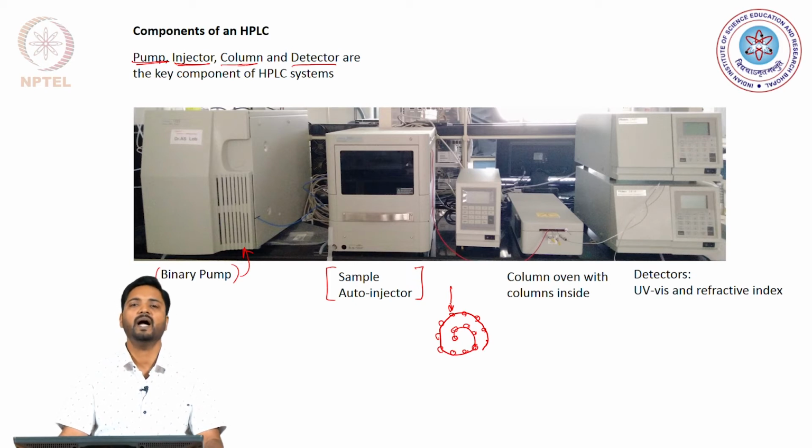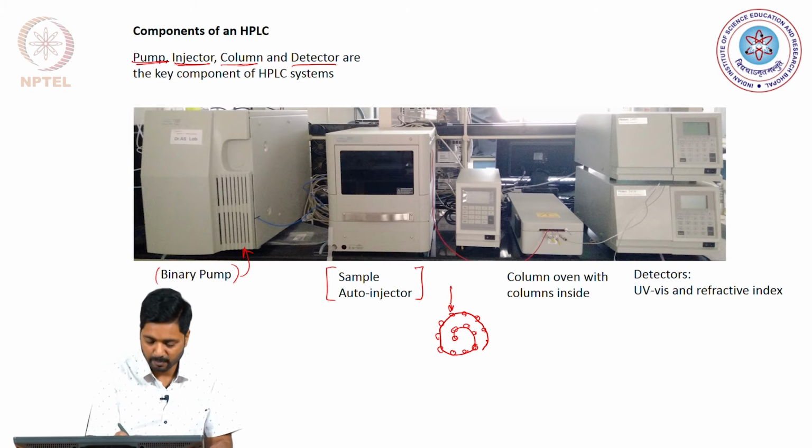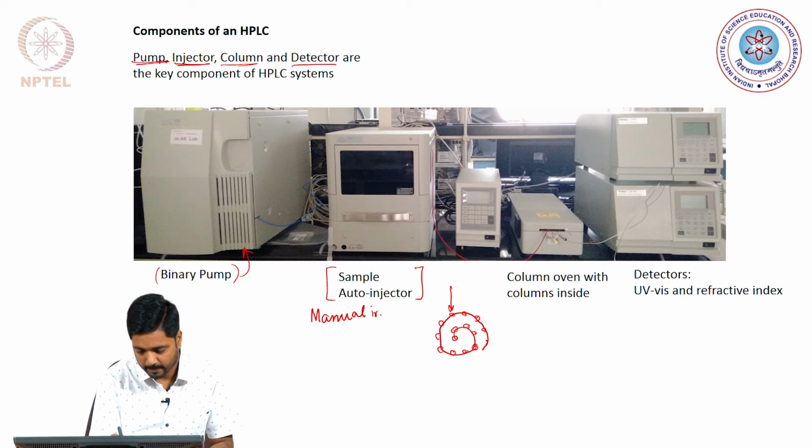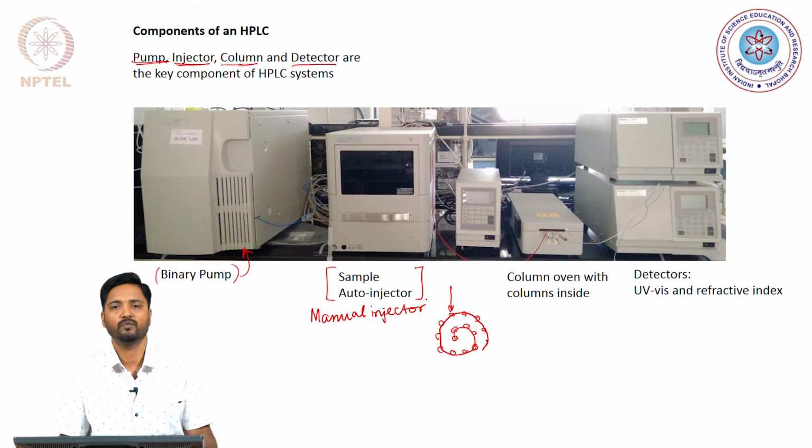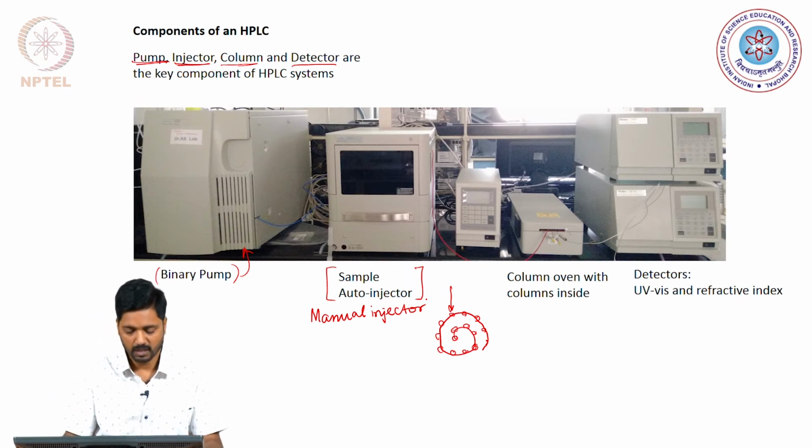One can also have what is known as the manual injector, where the injection of the sample is done manually by using a low volume syringe. Once the sample is injected into the HPLC system, it goes through the various tubings, some of which may be visible here and also at the back.